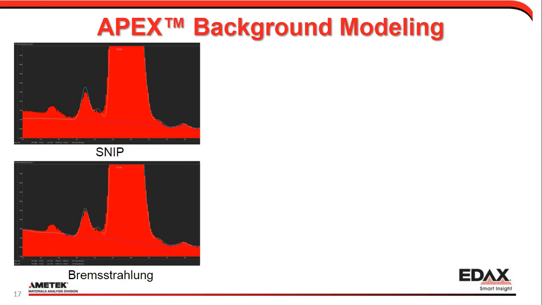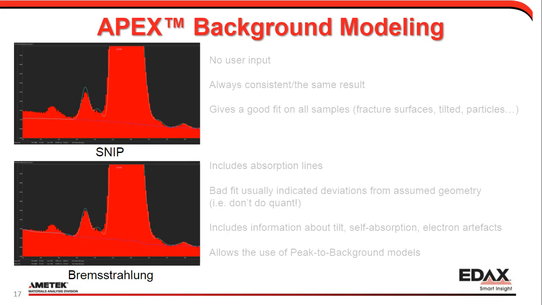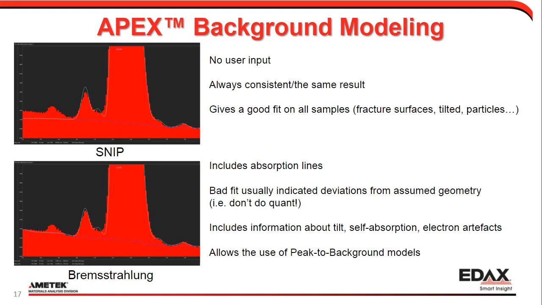The advantage of the Snip is that there's no user input. No matter what you do, you'll always get the same results. You'll get a good fit on all samples. Whether it's a tilted, fracture surface, particles, whatever it is, you will always get a good fit with the Snip. The Bombshell background includes absorption lines. In a lot of ways, it's a more precise model.